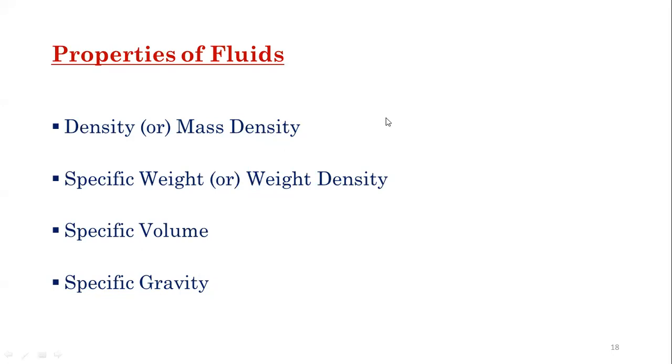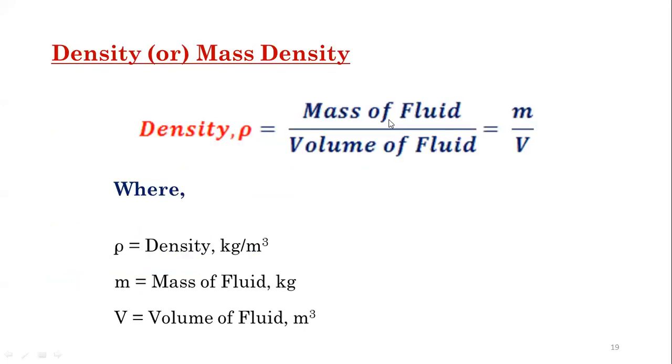Okay. So the first property which you are going to consider is density or mass density. Already we have studied this density in the school days. What is density? Density is the mass of the fluid to the volume of the fluid, the ratio of mass to the volume of the fluid. It is denoted by the symbol rho. We know the unit of mass is kg and the unit of volume is meter cube. So the unit of density becomes, since it is a ratio, kg per meter cube.